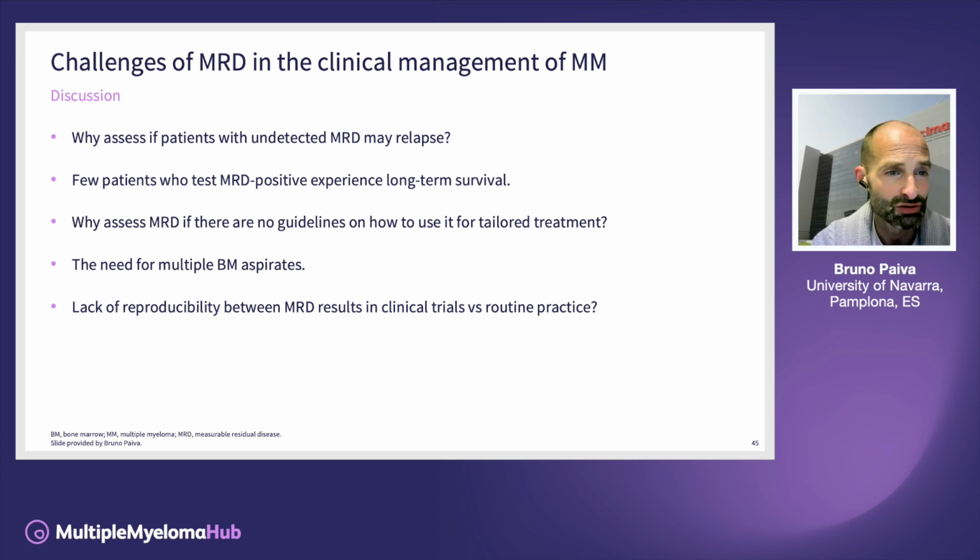Typical arguments against the use of MRD: why assess it if patients with undetected MRD may relapse, the fact that a few patients who test positive nonetheless experience long-term survival, why assess MRD if there are no guidelines on how to use it for tailored treatment approaches, the obvious need for multiple bone marrow aspirates, particularly in frail and elderly patients, and, a recurrent argument, the lack of reproducibility between MRD results in clinical trials versus routine practice, quite the opposite of what Paul was alluding to before in his presentation.